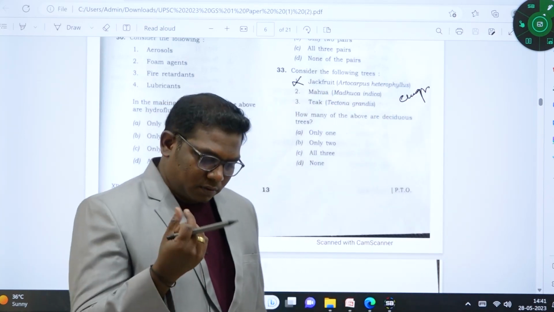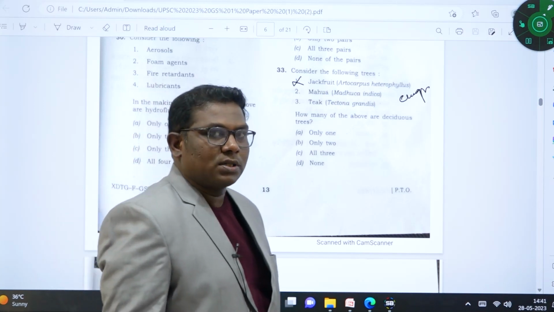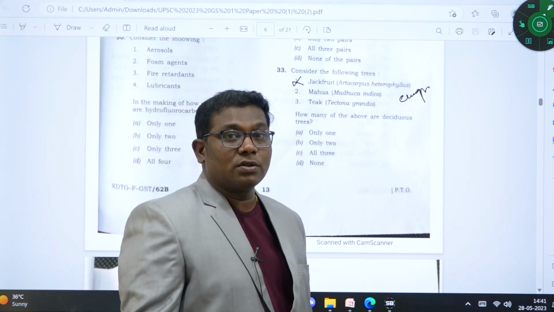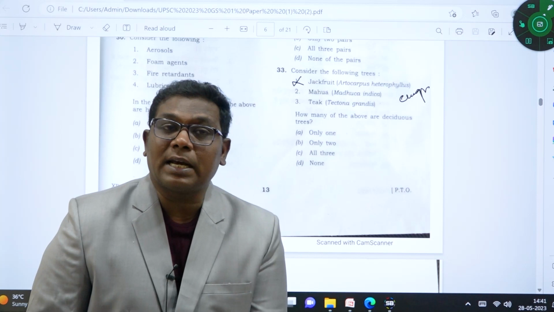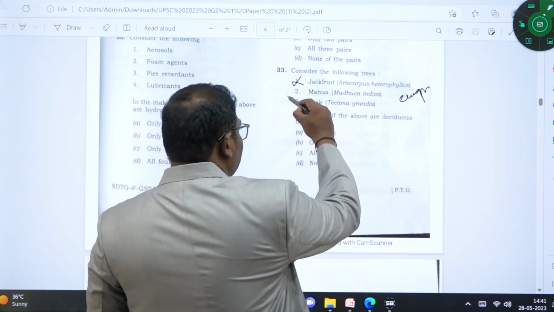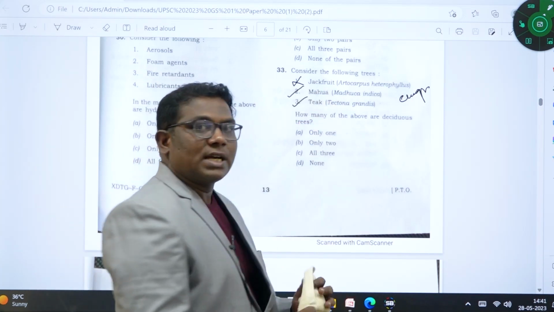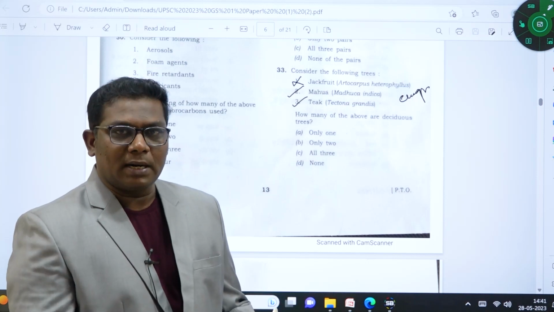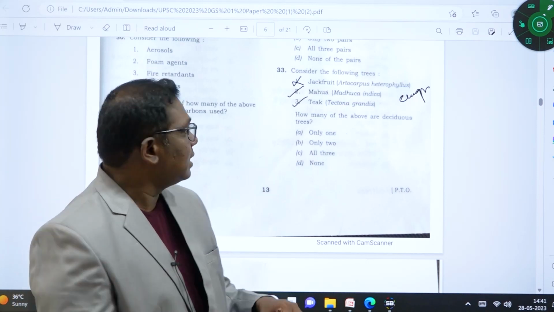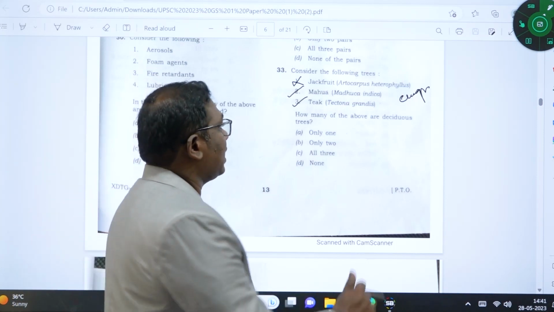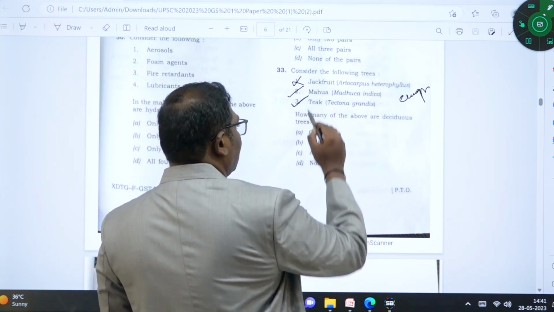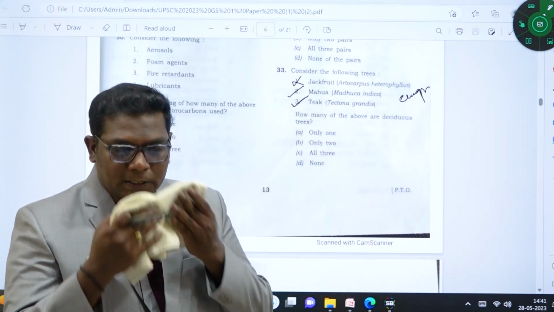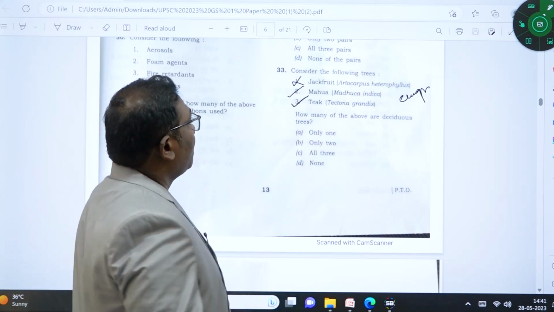Mehua, the fruits of mehua is generally used as a nutritional food and they are also used in illicit liquor making also. So mehua is a deciduous tree, and teak we generally see even in our home gardens, in our vicinity also. Teak is also a deciduous tree that sheds its leaves during the summer season. So that's why mehua and teak.